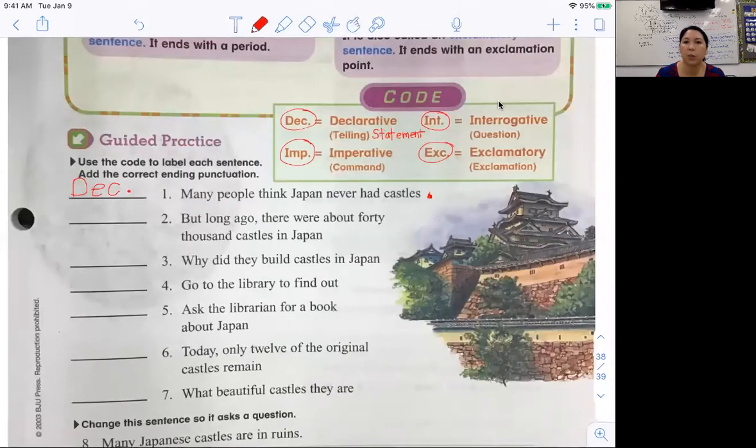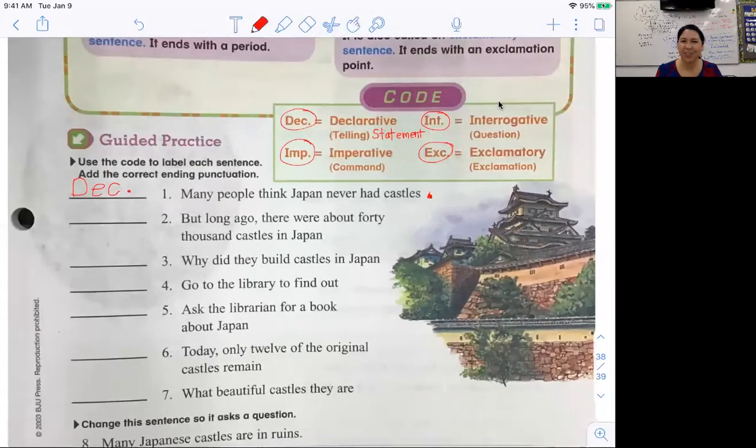Okay, let's look at number 2. But long ago, there were about 40,000 castles in Japan. So we're learning about castles in Japan, I guess, on this page. Okay, so what do we think there?